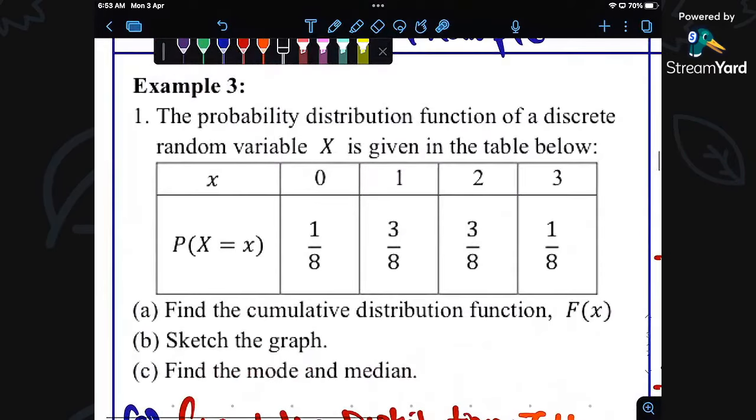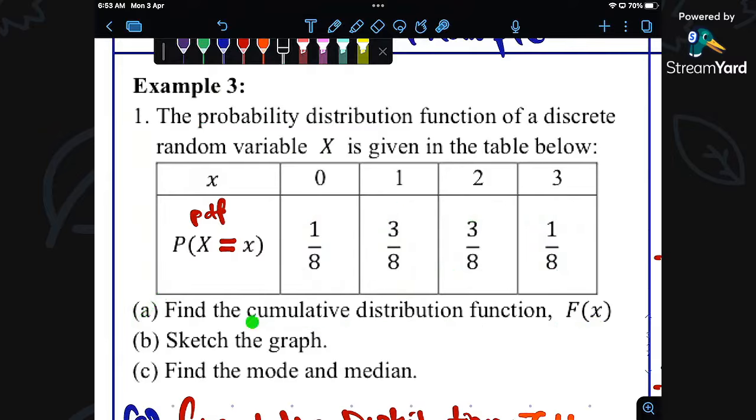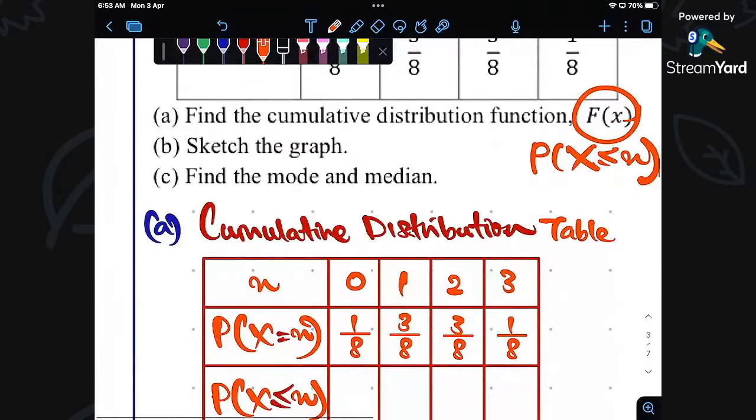So let's do this example 3. We are given the probability distribution function, or PDF, of a discrete random variable x. So here we go. This is PDF because of this symbol, the equal sign means PDF. So this is the data. Then we need to find the cumulative. It means they want us to find the CDF of f(x), the CDF of the discrete random variable, because it said here discrete, isn't it? So we know it's discrete. And so we just got to find big letter F, or P(X) less than or equal to x. And so this is my table.